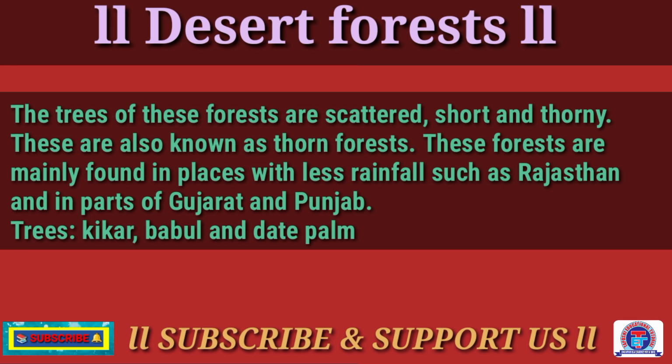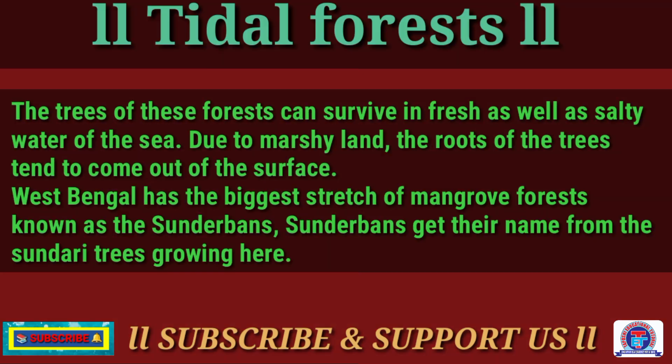Number three, desert forest. The trees of this forest are scattered, short, and thorny. These are also known as thorn forests. These forests are mainly found in places with less rainfall, such as Rajasthan and parts of Gujarat and Punjab. Trees found are kikar, babul, and date palm. All these types of plants are found here. Right, student?